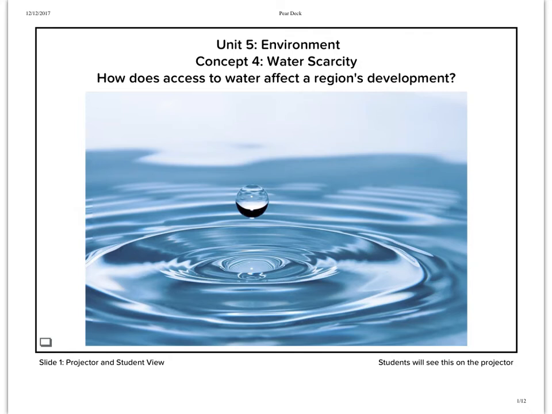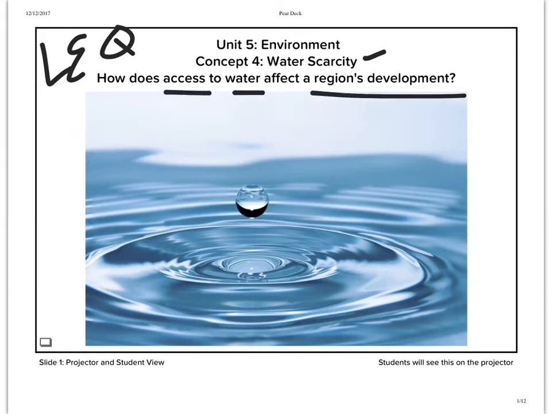So today we are talking about Unit 5, Concept 4. It's the last concept in the whole course. Whoa! Craziness. So what we're looking at today is something called water scarcity. Scarcity means that we don't have enough of something, that we're lacking something. So our LAQ says, how does access to water affect or play a role in a region's development?